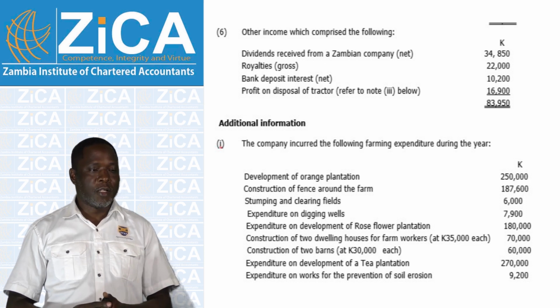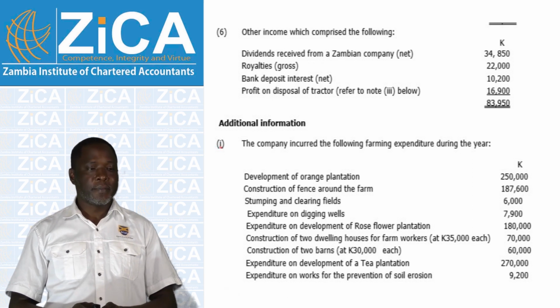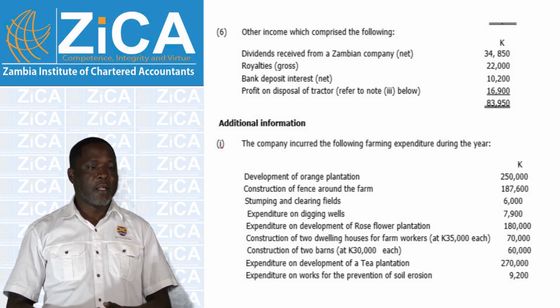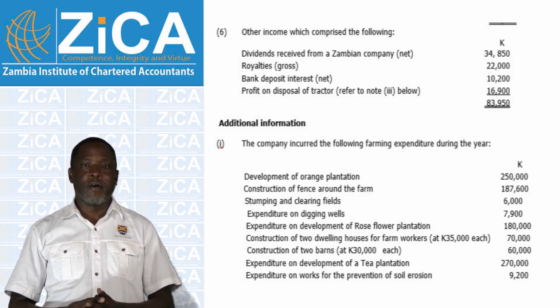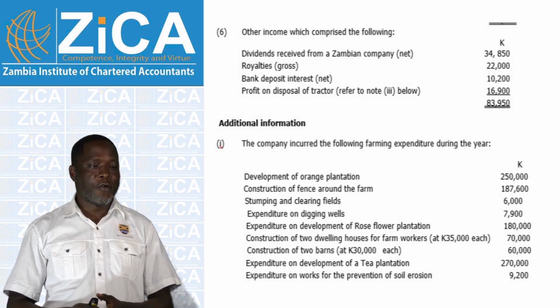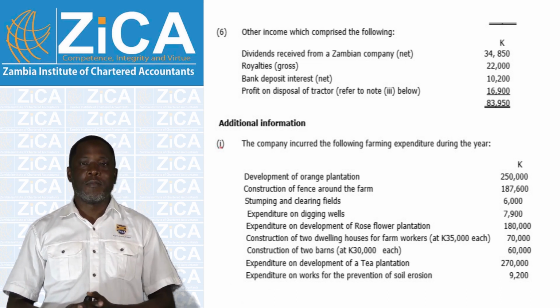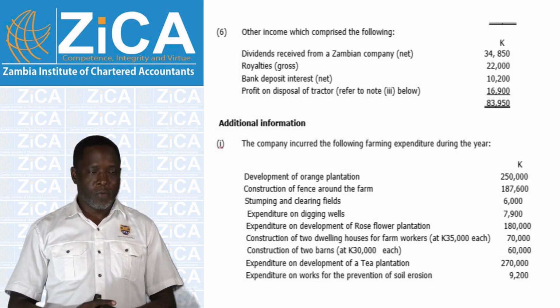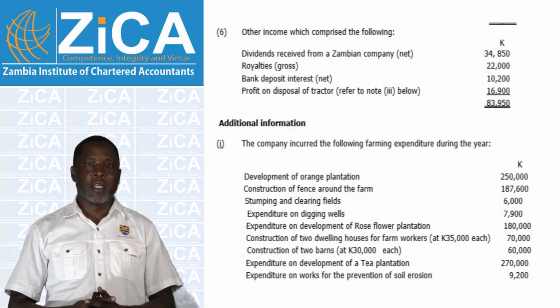So in this case, the royalties received by the company were 22,000, and that figure was inclusive of withholding tax. So in the computation of the taxable business profits, you are going to deduct the figure of 22,000. Finally, bank deposit interest received by the company was 10,200, and that figure was stated net of withholding tax deducted at source. So when you are deducting this investment income in the computation of the taxable business profits, you deduct the figure of 10,200 without grossing it up to include the withholding tax which was removed at source.